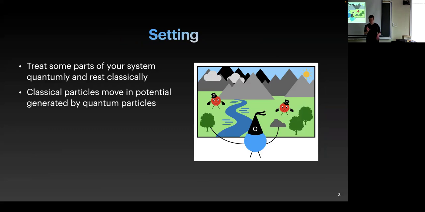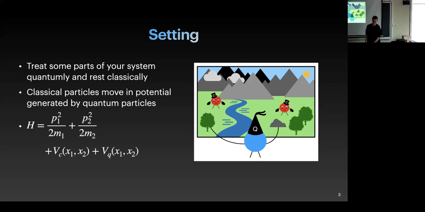But the setting that we will consider, and that's also a very commonly studied one, is the setting where you have classical particles which move in a potential generated by the quantum particles. So, for example, what you will have is a Hamiltonian of this form. This is a classical Hamiltonian, so P and X commute. So you have the momentum term, the kinetic term of one particle, the momentum term of the second particle, of your two classical particles here. Then you have a classical potential term, which just stems from the interaction between your two classical particles. And then you also have an additional term. This is really where the coupling comes into play.